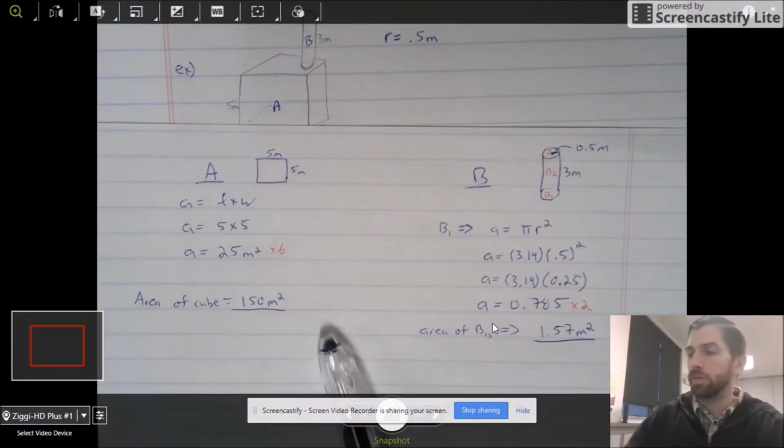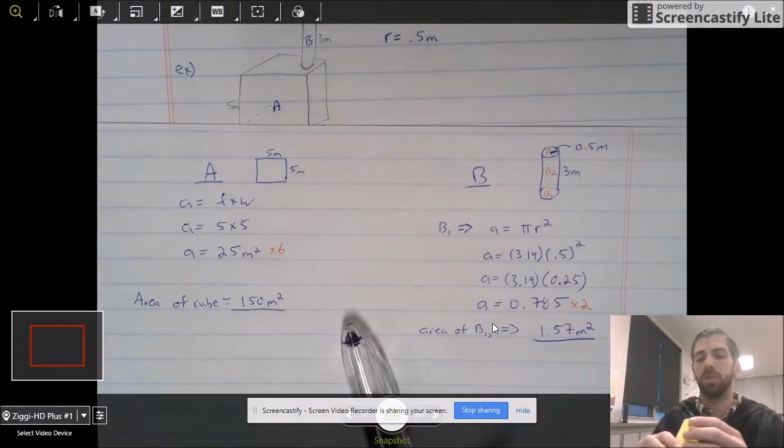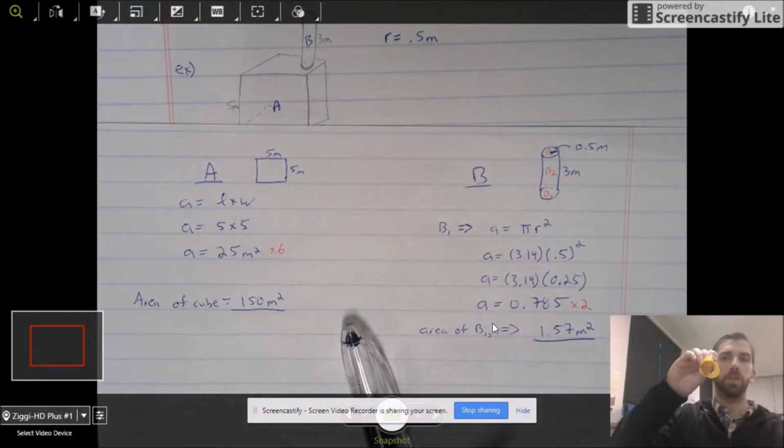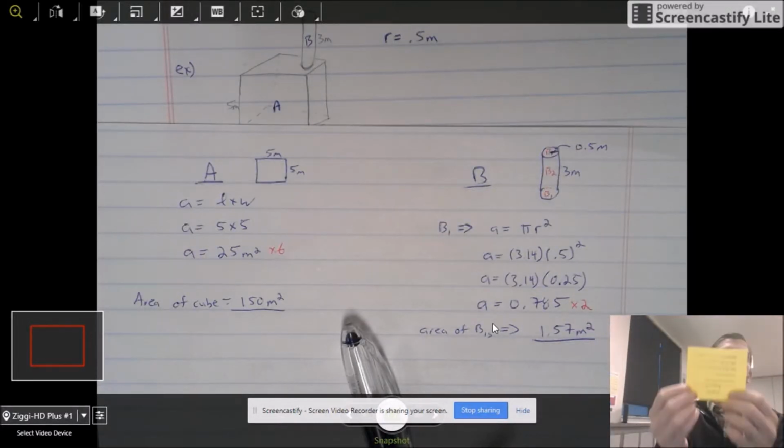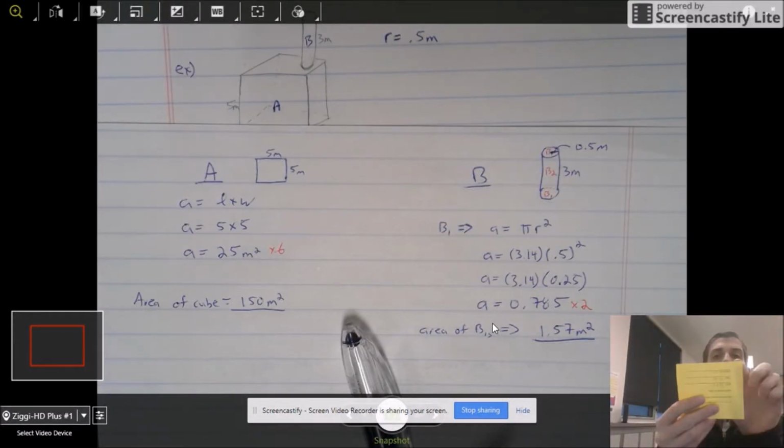Remember, if you take a cylinder, so if you look here in the pit, the small webcam, here's a cylinder. If I can find out what the circumference is, it's basically like I'm finding the area of a rectangle, right? Because if I were to cut that cylinder in half, you just get a rectangle. And this dimension up here is what your circumference of your circle is.